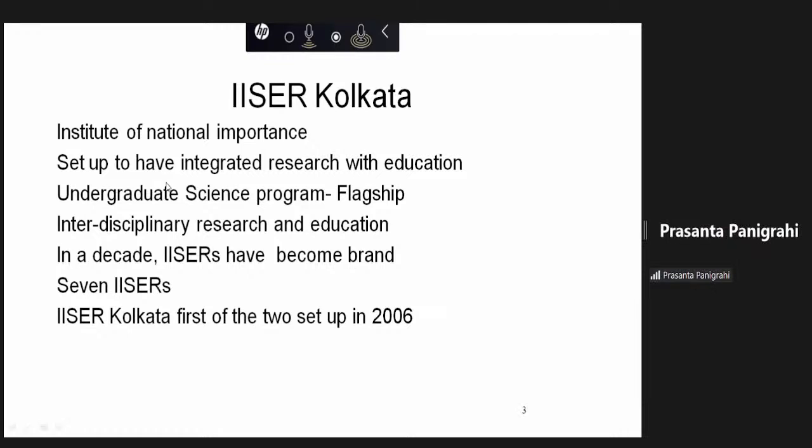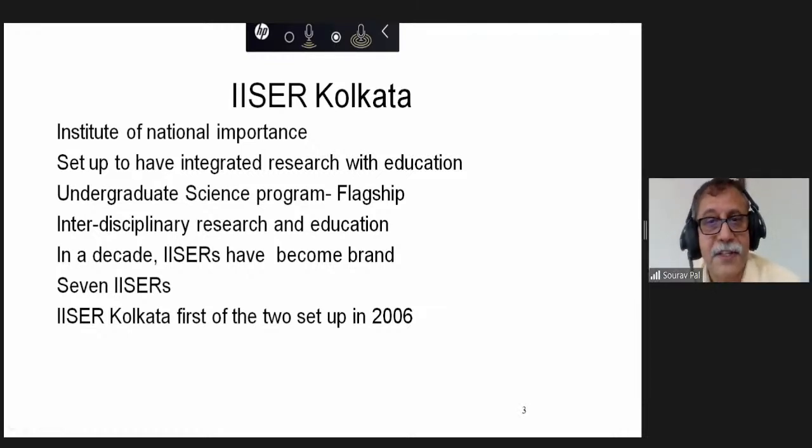Okay. So it has a focus on interdisciplinary research and education. And now it is almost 15 years, much more than a decade. IISERs have become a brand name for undergraduate science education in this country, just as IITs are, of course, the brand for technology, along with NITs and some of the central universities. So IISERs are the brand for science. IISER Kolkata, I'm happy to say, was the first of the two to be set up in 2006, along with IISER Pune.